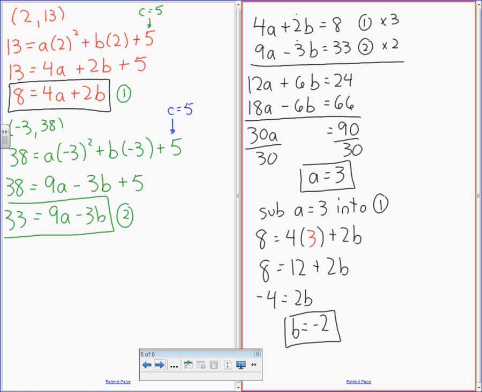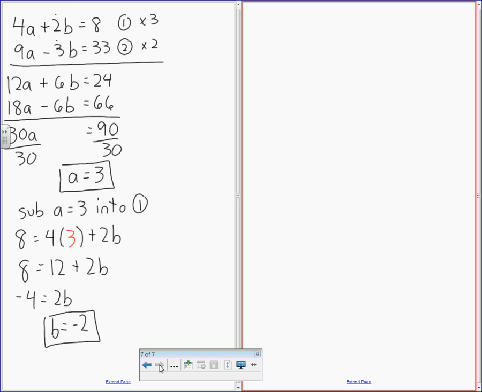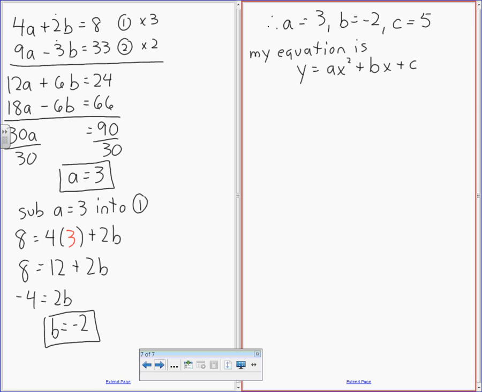Okay, that was very fast, so this is the power of the video. You can hit pause if you need to. So finally, I have a equals 3, b equals negative 2, and c equals 5. So my equation is y equals ax squared plus bx plus c. So that's y equals 3x squared minus 2x plus 5.